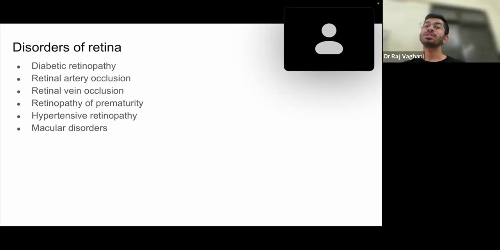Then we'll also discuss retinal artery occlusion and retinal vein occlusion. What is retinopathy of prematurity, which is commonly termed ROP? What is hypertensive retinopathy? And what are macular disorders? What is the macula? Okay, we'll study this. What is the macula? What is the fovea?